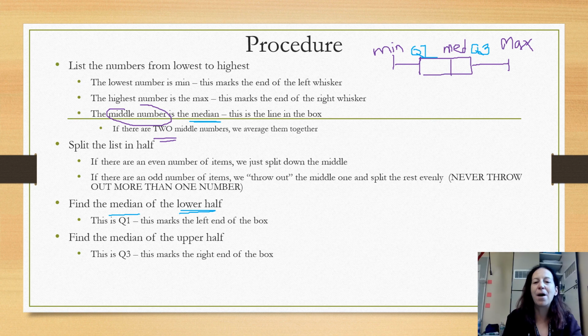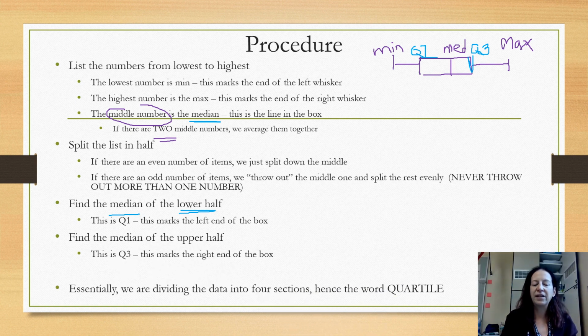And that'll be the upper end of the box. So that is your third quartile. And that's all you really need to construct your box and whisker plot. You need to know where the lower whisker ends, the upper whisker ends, and then the middle line in the box, and then the actual beginning and end of the box.